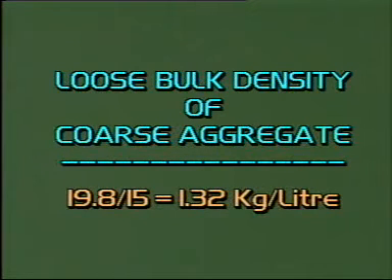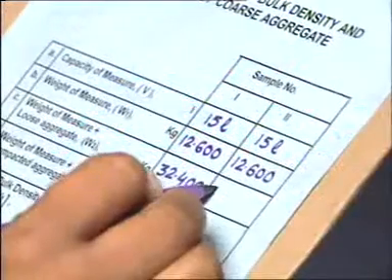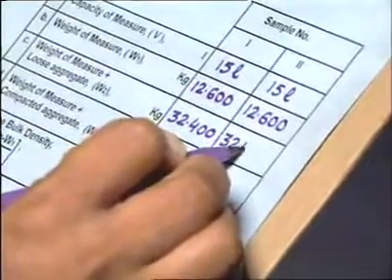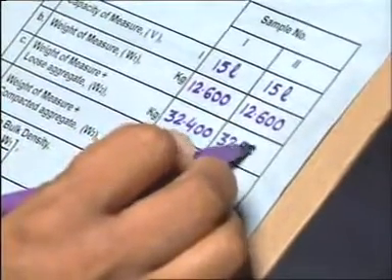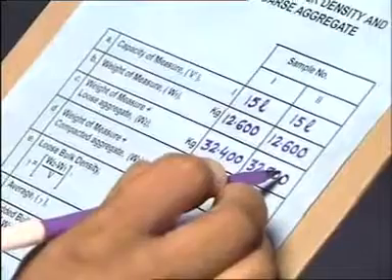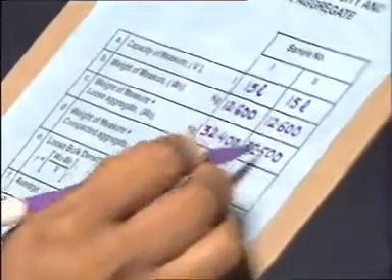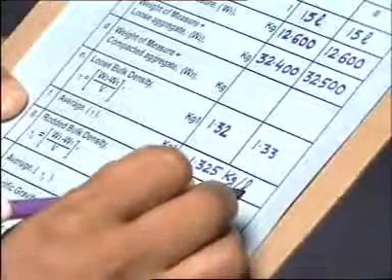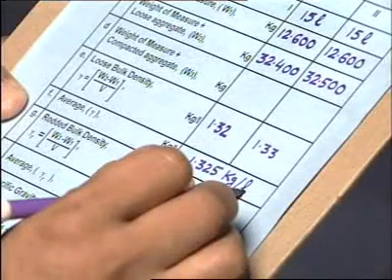The loose bulk density of coarse aggregate can be calculated as 19.8 kilograms divided by 15 liters, which is equal to 1.32 kilogram per liter. Take another set of readings and record it in the observation sheet. Average of two readings is taken as the final value. In this case, the average value of loose bulk density is 1.325 kilogram per liter.